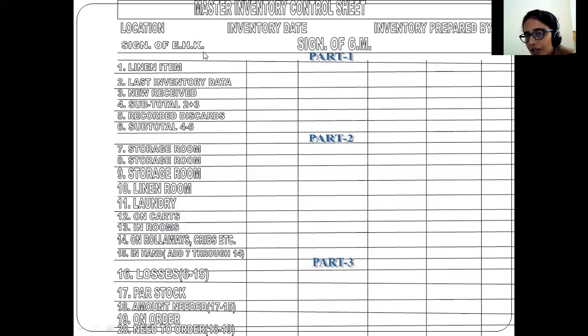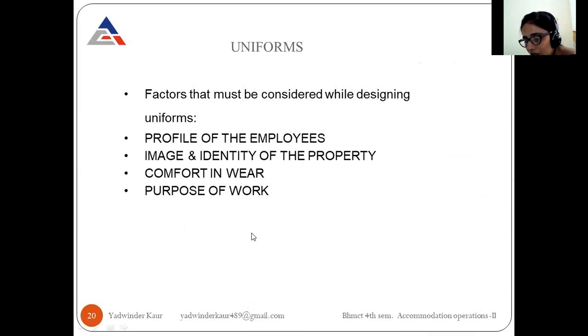Location and sign of the housekeeping executive, sign of GM, inventory prepared by, right? The inventory date we have to mention here. The linen items, last inventory data we fill here. New received, subtotal, recorded discards, subtotals. Storage room, linen room, laundry, on carts, in room, on rollways, trips, etc. In hand, losses, passed off, amount needed. So we need to order, right?